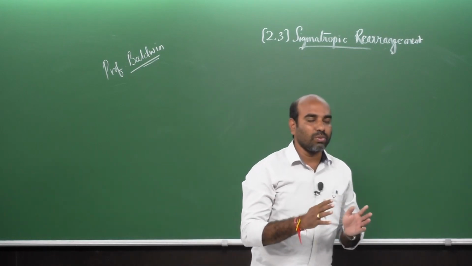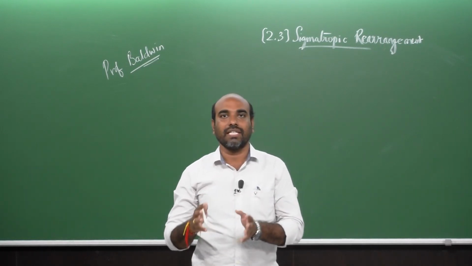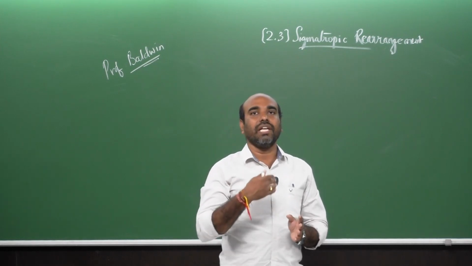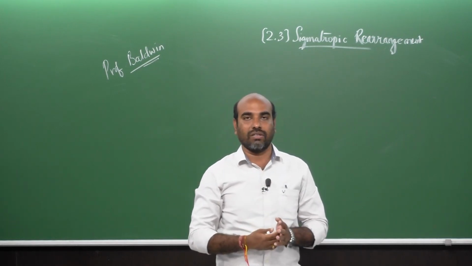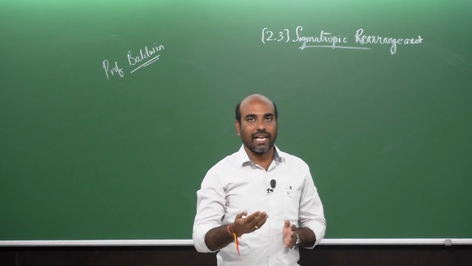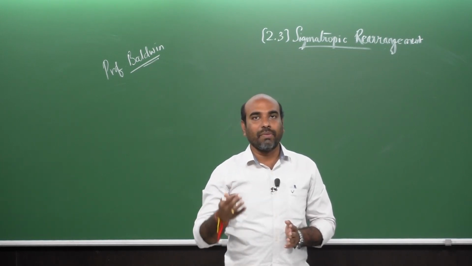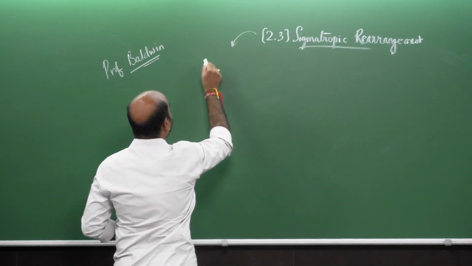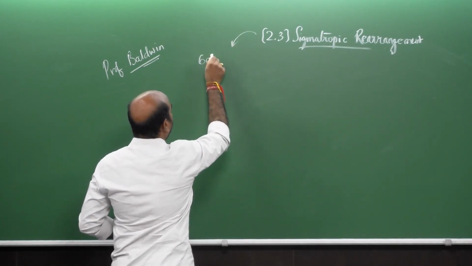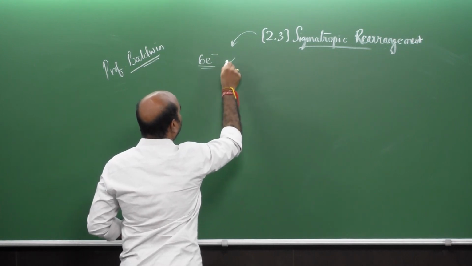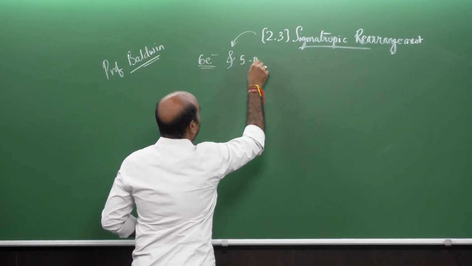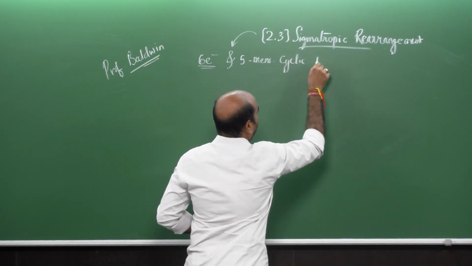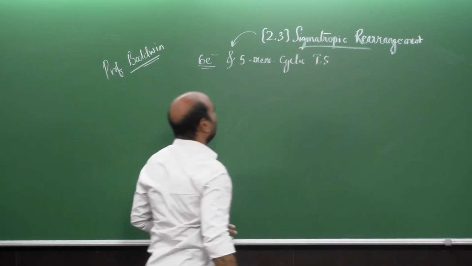A typical 2,3 sigmatropic rearrangement is a thermally driven rearrangement reaction in which you can see the involvement of 6 electrons and a 5-membered cyclic transition state. What you can see in this case is the involvement of 6 electrons and a 5-membered cyclic transition state.